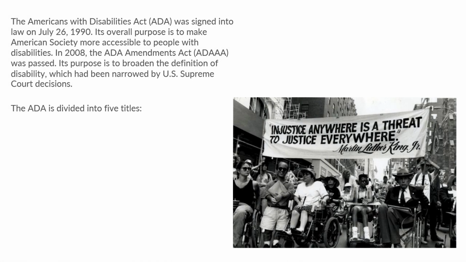The Americans with Disabilities Act was signed into law on July 26, 1990. Its overall purpose is to make American society more accessible to people with disabilities. In 2008, the ADA Amendments Act was passed. Its purpose is to broaden the definition of disability, which had been narrowed by U.S. Supreme Court decisions. The ADA is divided into 5 titles.